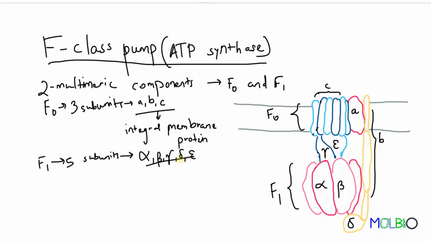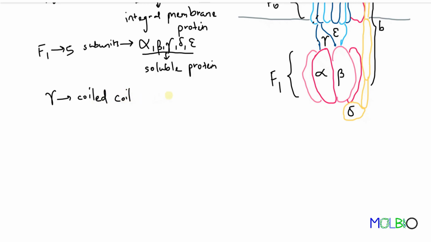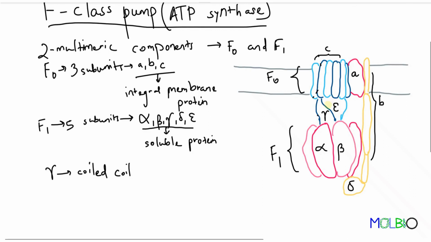So these proteins or these subunits, they are all soluble. So they are present towards the cytosolic side or the lumen of the mitochondria. So now, before we go into the structural details, let's look at how it functions. So the gamma subunit of the F1 component is a coil structure which allows it to enter into the C ring.